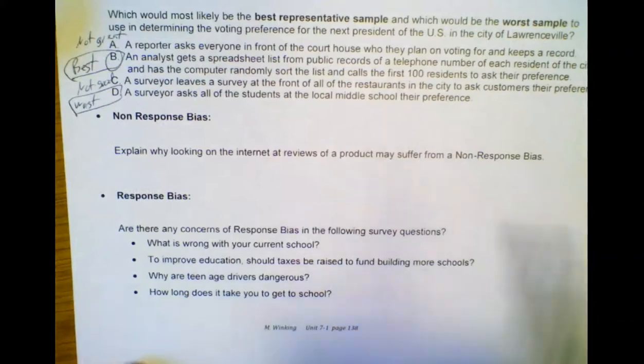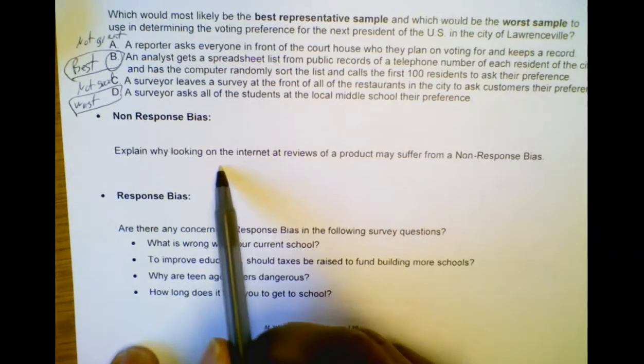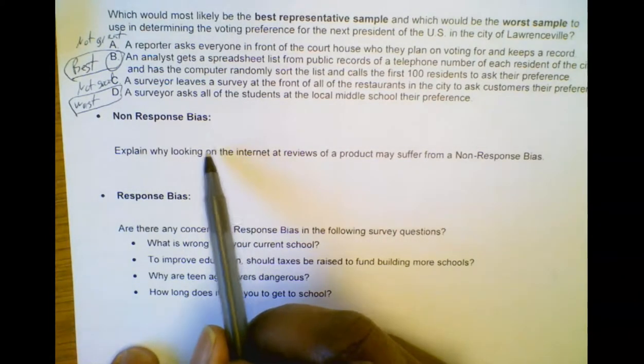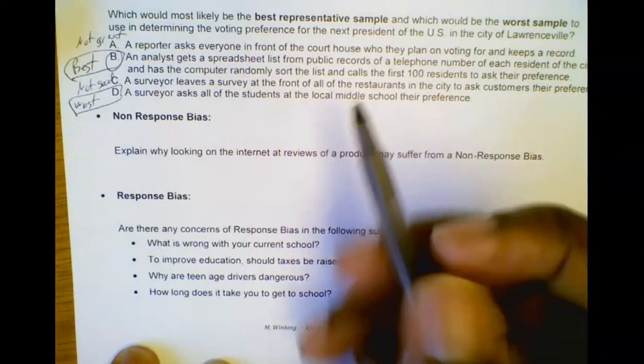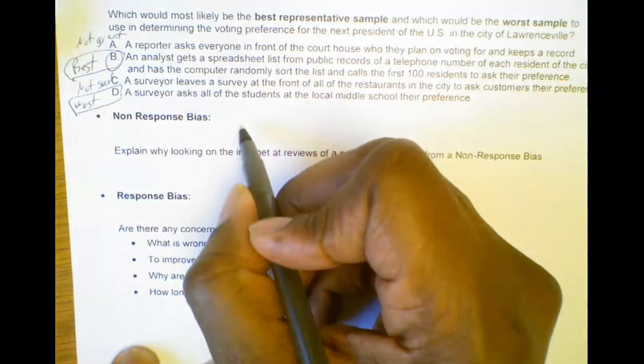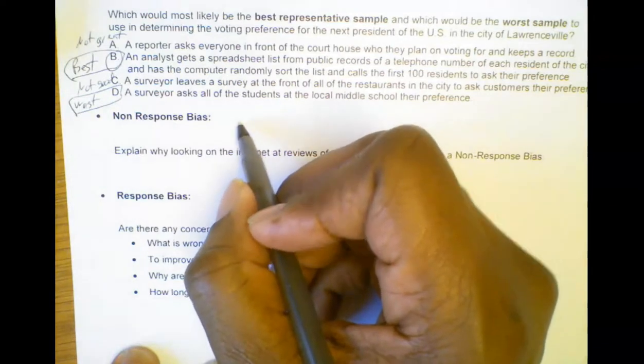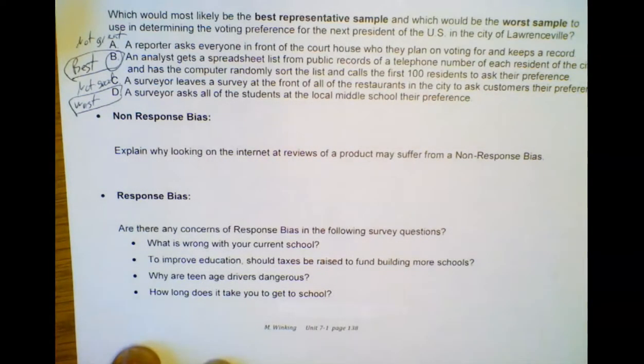All right, finishing this up, non-response bias basically happens when people don't respond, right? It's basically an example of bias that happens when people just don't respond to the survey. Perfect example of non-response bias is, let's say you went and bought a product on Amazon and you bought that product. Hold on, let's show an example over here.